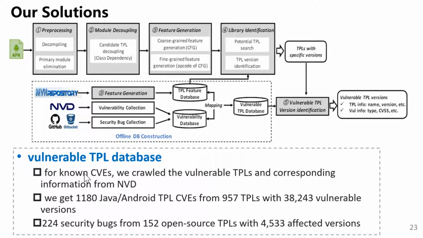Therefore, we propose our method, ATVHunter. Basically, our method can be divided into two parts. The first one is TPL identification. The second part is offline database construction. The offline database construction can also be divided into two parts: the TPL feature database construction and the vulnerable TPL database construction.